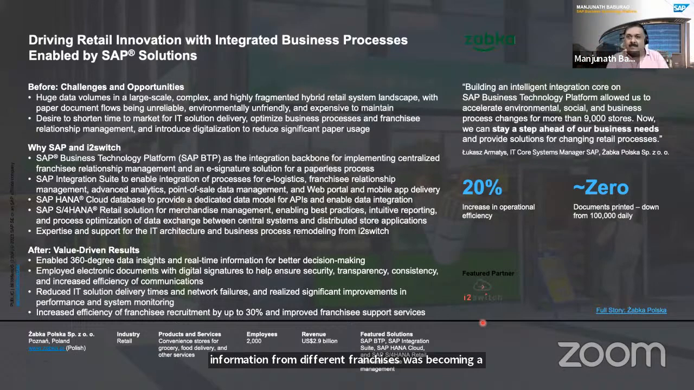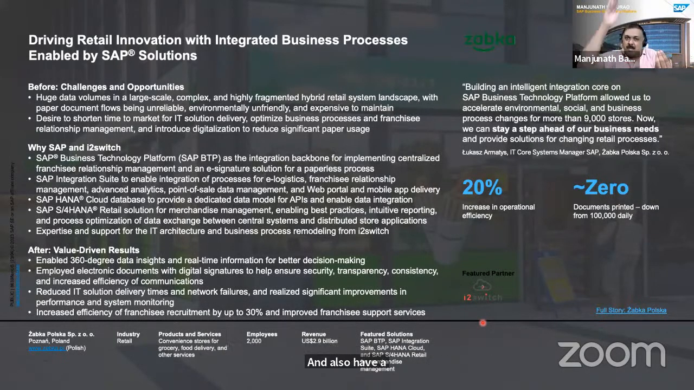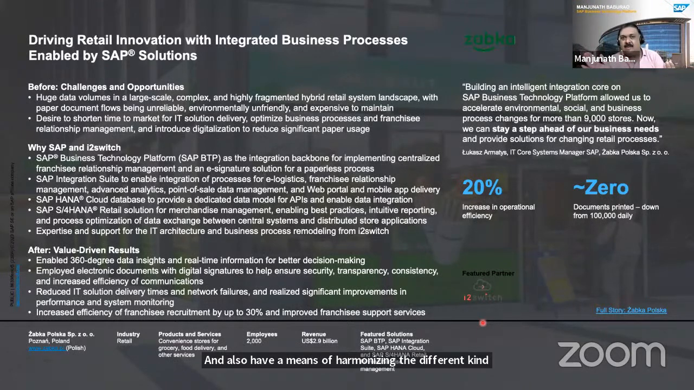And to give you some insight into their landscape, they were already utilizing SAP S/4HANA Retail for merchandise management, as the backend for their franchisees to communicate with, right? They did not have a single integration middleware or foundation that they could utilize, and also have a means of harmonizing the different kinds of data they are receiving from their franchisees and exposing it to their IT teams to build a solution which gives a consistent view of how their franchisees are doing.